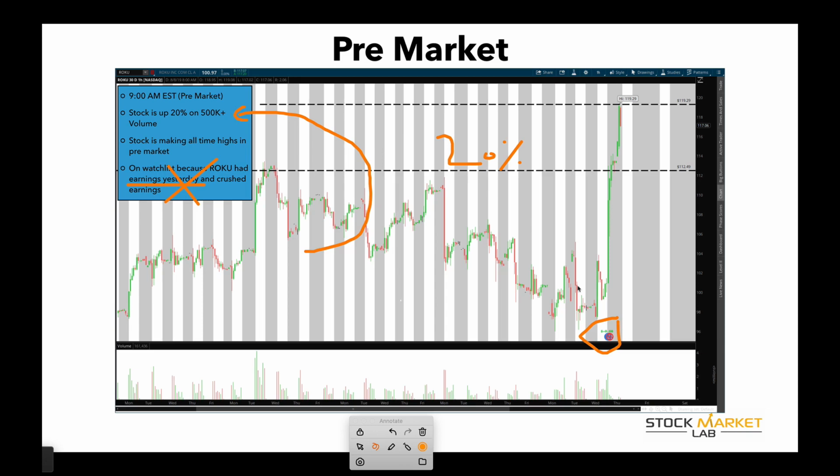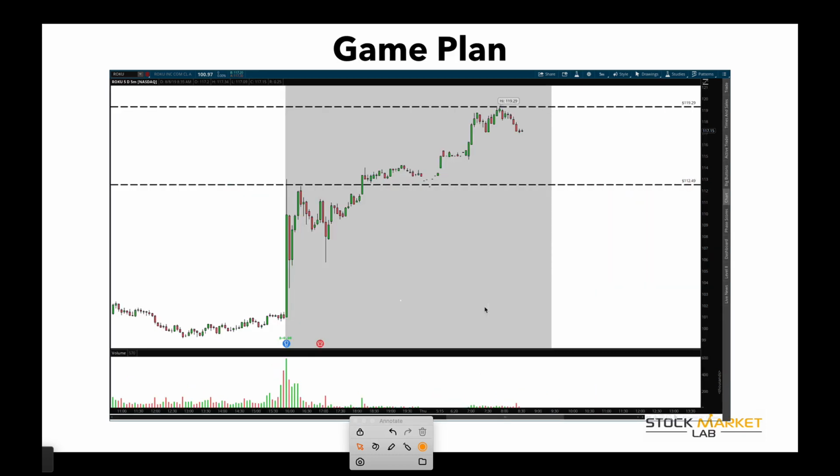Now the question is, what is going to happen on the open? Like I mentioned, the mindset I want you guys to get into is not what's going to happen on the open, but if the stock does X, Y, and Z, this is what I'm going to do. If the stock does ABC, this is what I'm going to do. So let's walk through this trade. Let's walk through the game plan first, and then I'm going to jump into the trade.